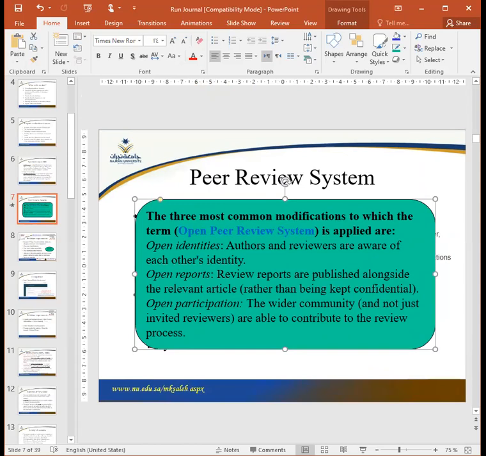The 3 most common modifications to which the term open peer review system is applied: we have open identity, so the author and reviewer are aware of each other's identity. We also have open report, so the reviewer reports are published alongside the relevant article rather than being kept confidential. And finally, we have open participation, where the wider community is able to contribute to the review process, not just invited reviewers.